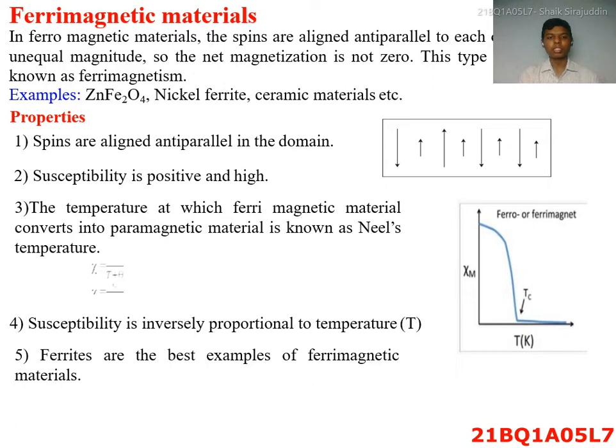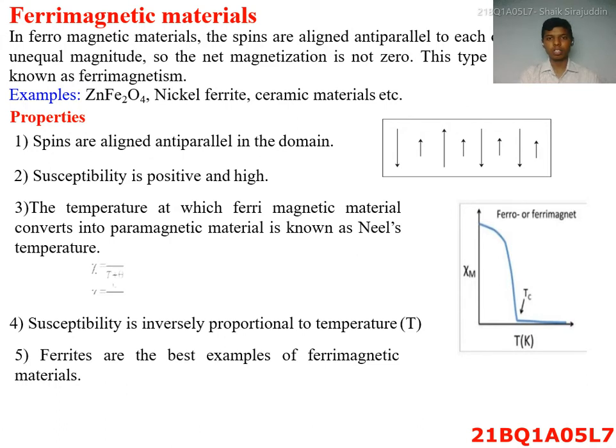The properties of these materials are: spins are aligned anti-parallel in the domain, susceptibility is positive and high. The temperature at which these materials convert into paramagnetic materials is known as the Neel temperature. Susceptibility is inversely proportional to temperature. Ferrites are the best examples of ferrimagnetic materials.